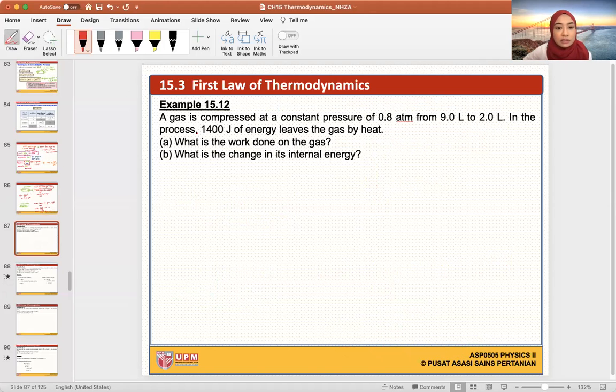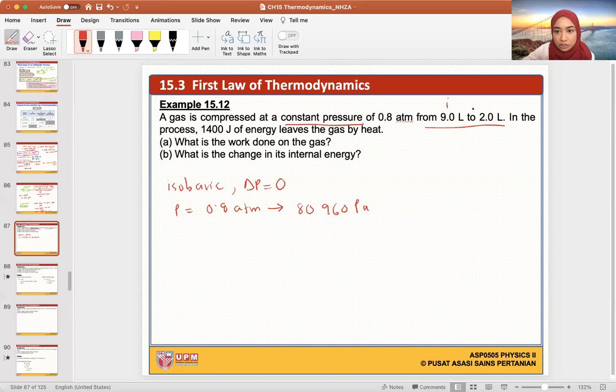Okay, so let's start with our first exercise. A gas is compressed at constant pressure. So immediately I know that this is an isobaric process, which is delta P equals 0, at 0.8 atm. So P is equal to 0.8 atm, which means I need to convert this to Pascal. So 0.8 times 1.012 times 10 to the 5 is about 80,960 Pascal.